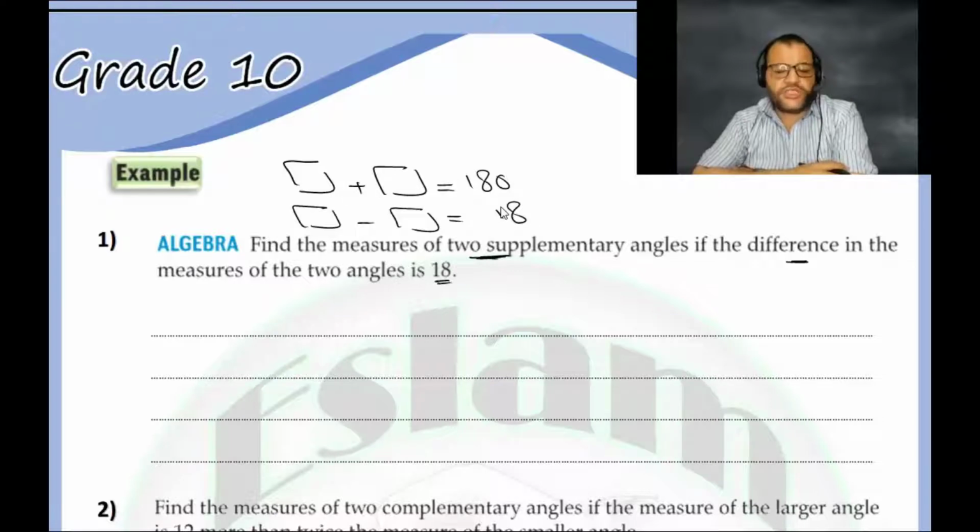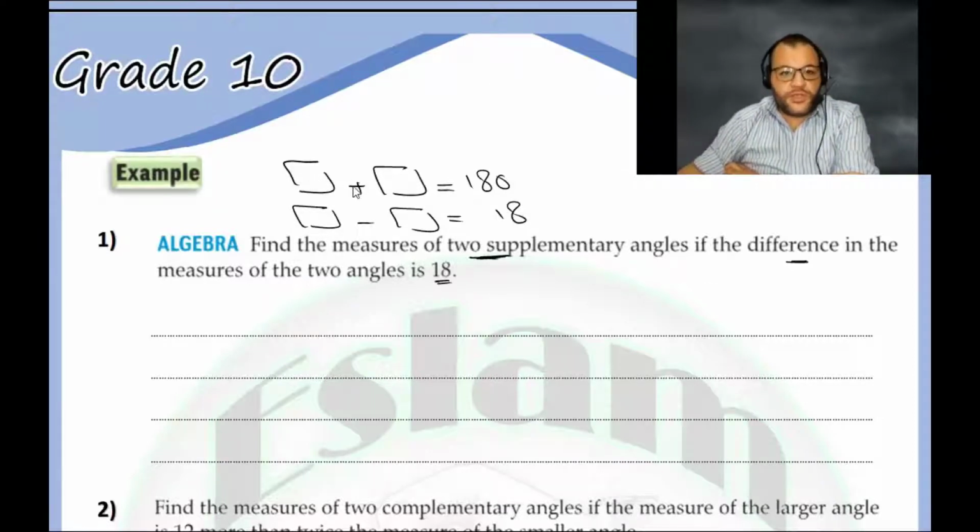How will you get 18? Just give me the answer. How can you think about solving this one? Can it be x plus y minus 18 is equal to 180? That is the way that we need to think.